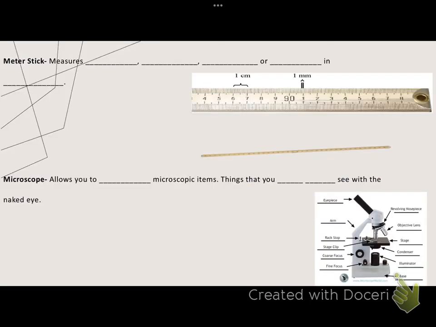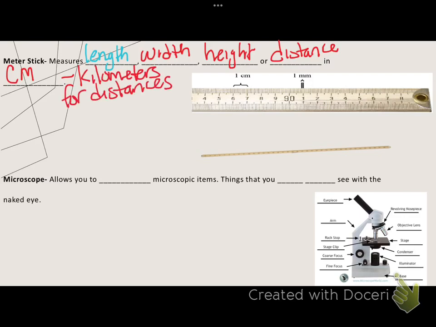Alright, next we have a meter stick. Meter sticks measure length, width, and height, or distance in centimeters. We use centimeters mostly in our class because we're measuring small increments. Before I get to that, if you're measuring a far distance, you're going to use kilometers. Kilometers would be what you would use to measure from here to like Knoxville. To measure the width of your phone, you would use centimeters.